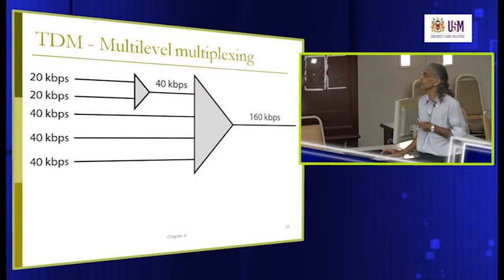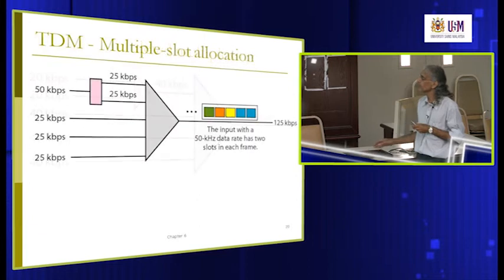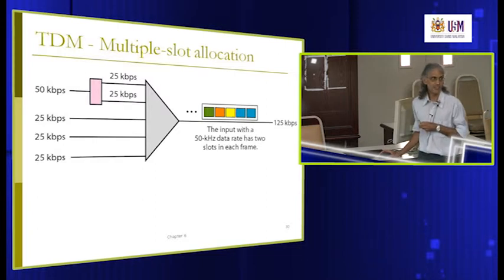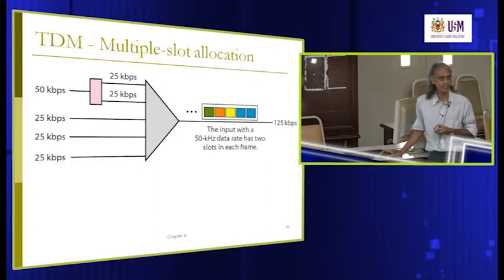But the thing is that the multiplexer will only work if the input lines are of the same speed. So this is one. What happens the other way now? You have 25, 25, 25, 50. We can combine the 25 and 25 to make it 50, but then the other 50 we cannot combine with anyone. So we cannot work this way.